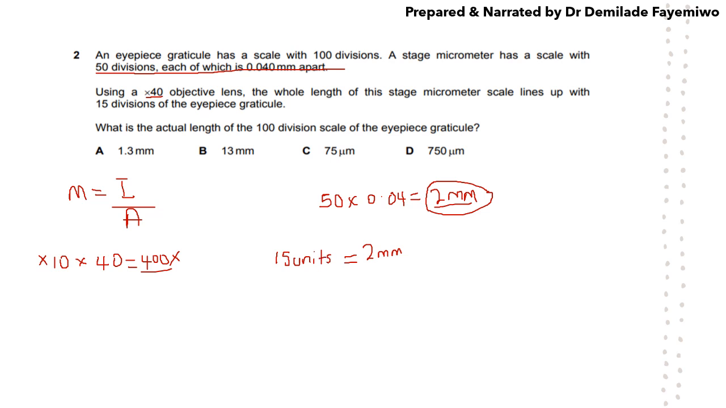I'm just going to write it backwards here, so that it's 15 units is equal to 2 millimeters. And then we're asked to find what the actual length would be for 100 units. And so we can simply say here 100 units would be equal to 2 divided by 15 times 100. And you would get an answer that is, let's see, 13.3 millimeters. All right, so 13.3 millimeters, and that tells us that the answer is B.